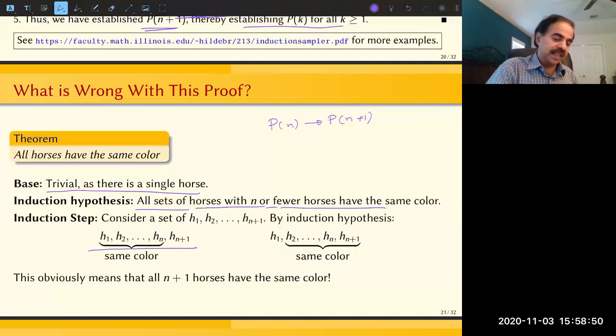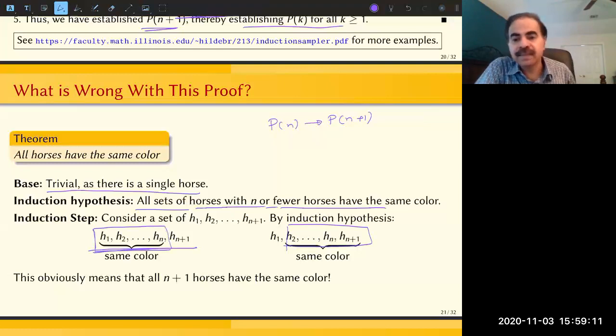Let's say I take n plus 1 horses, right? Because I know P of n holds, I know that all of these horses have the same color. Same way, I can look at H2 through Hn plus 1 and say that all of them have the same color, right? So if all of these have the same color and all of these have the same color, well, obviously everybody should have the same color, right?